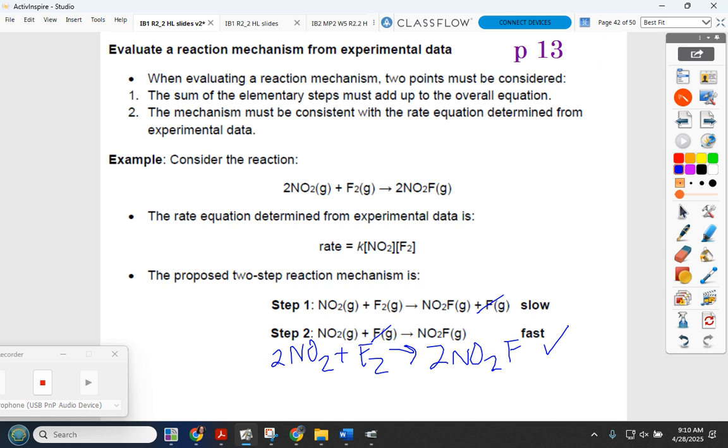Is this consistent with this rate equation? Well, according to this reaction mechanism, this is our slow step, and these are our reactants for the slow step, and it's first. So we don't even have to look at the second step, because this is our rate determining step, and it starts us off. And so you can see that this is, in fact, first order with respect to both of those. So yes, this is a possible mechanism for this reaction. Okay? So all you're doing is making sure that points 1 and 2 are fulfilled by the proposed mechanism.